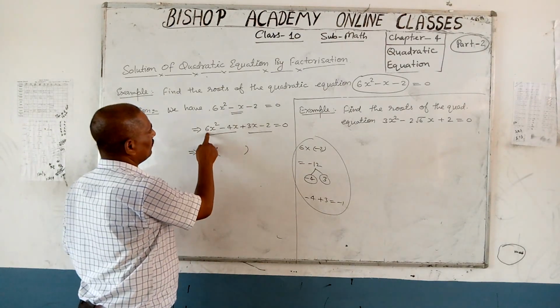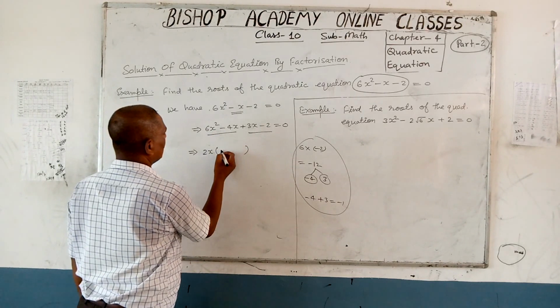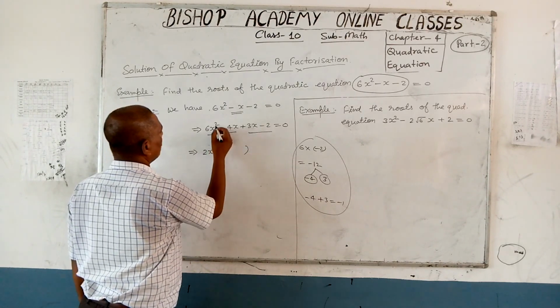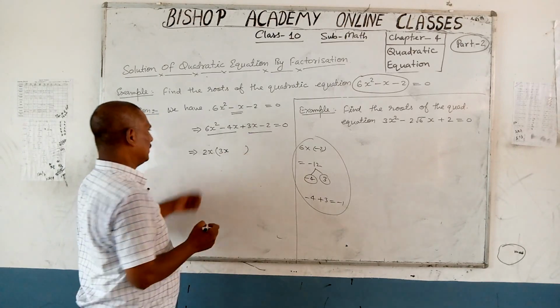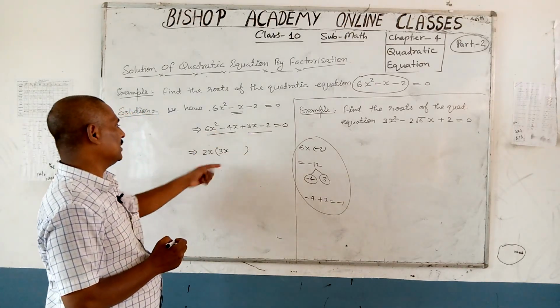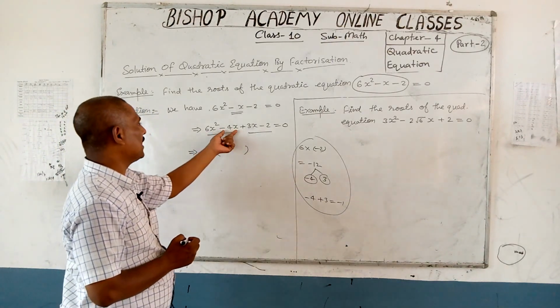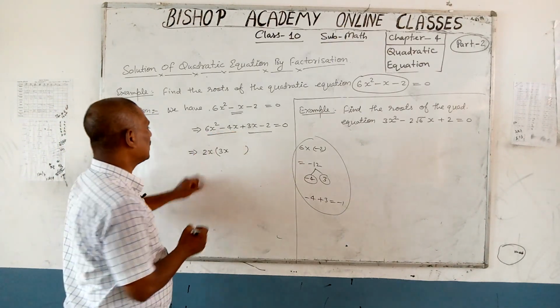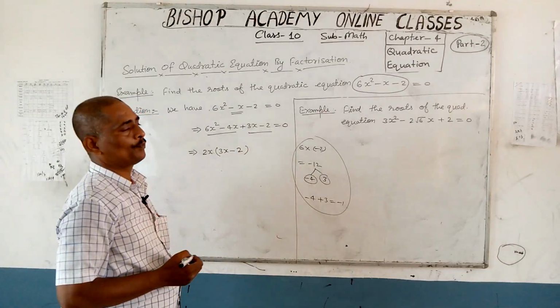Divide the first and second terms by 2x. You get 6 divided by 2 is 3, and x square divided by x gives x. So when 6x square is divided by 2x, your quotient is 3x. And when minus 4x is divided by 2x, your quotient is minus 2.